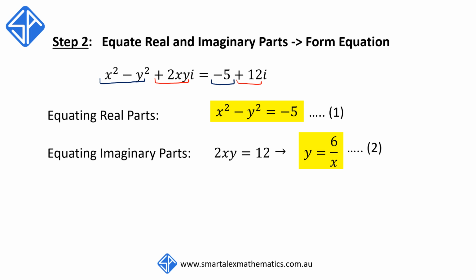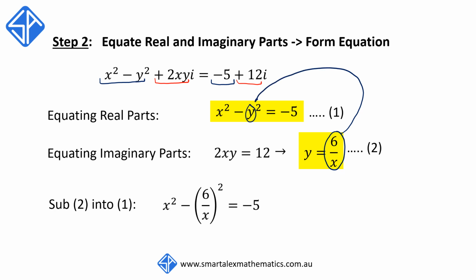Our next step now is to substitute equation 2 into equation 1. And the purpose of this is we want to form an equation in terms of the variable x only. So from equation 2, y is equal to 6 divided by x, we're going to substitute into the first equation, and we're going to get x squared minus (6 divided by x) all squared is equal to -5. And expanding this one, we'll get x squared minus 36 divided by x squared, which is equal to -5.